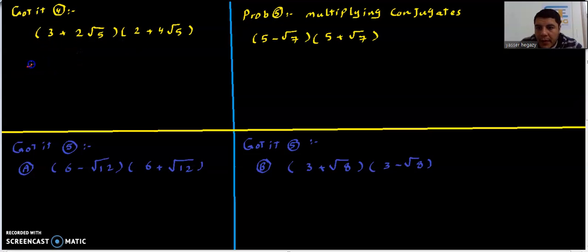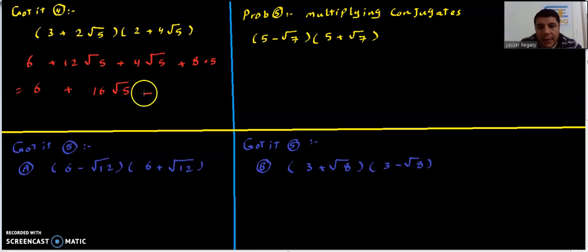So we have 3 multiplied by 2 equals 6. 3 multiplied by 4 equals 12 the square root of 5. Plus 2 multiplied by 2 equals 4 the square root of 5. 2 multiplied by 4 equals 8, and the square root of 5 multiplied by the square root of 5 equals only 5. Here equals 6, plus 12 the square root of 5 plus 4 the square root of 5. 12 plus 4 equals 16 the square root of 5, plus 8 multiplied by 5 equals 40. Now we add or combine like terms: 6 plus 40 is equal to 46 plus 16 the square root of 5, and that's it.